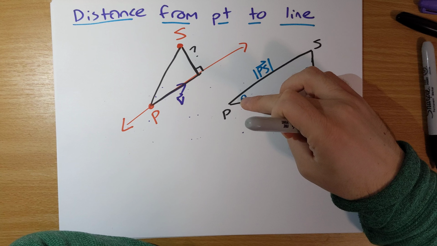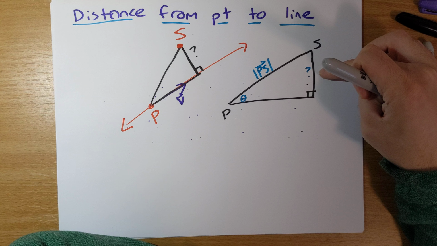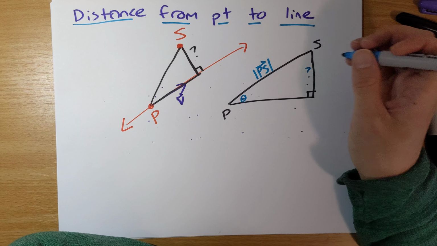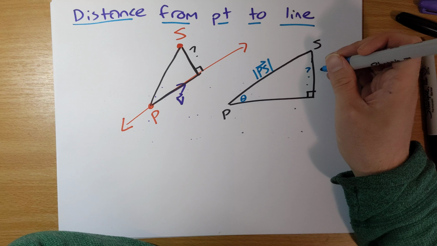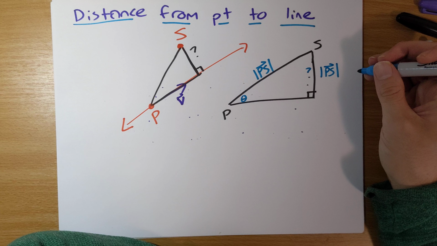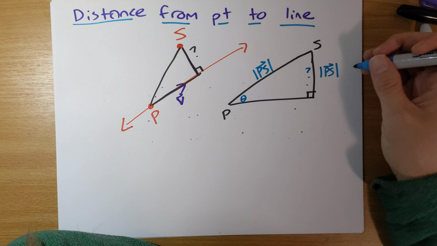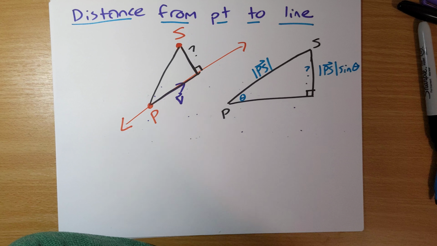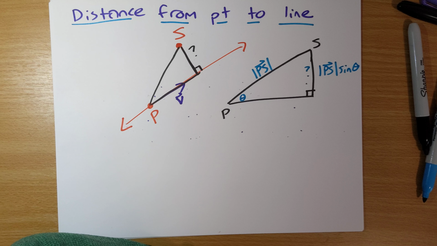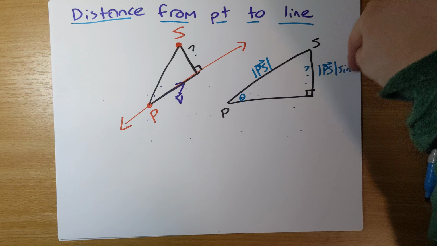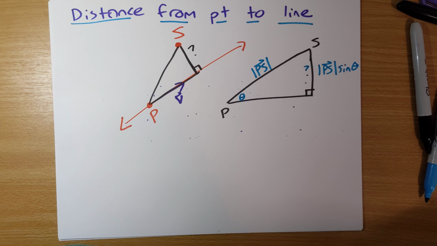So using trigonometry then, this allows us to say that the unknown side is going to be, so the sine of theta is the length of the opposite side divided by the length of the hypotenuse. So a little bit of rearranging here, this unknown side is going to be the length of the hypotenuse, the distance from P to S, times sine theta. Okay, so this is what we have going on here. Now, our job is to find this quantity.